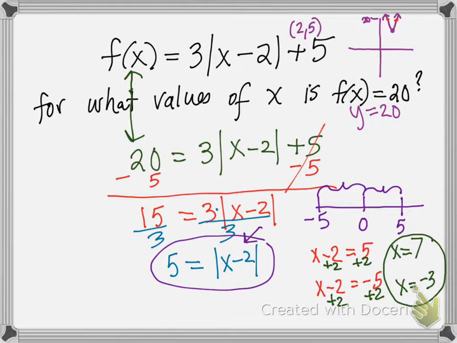And the reason my picture looks a little bit off, this x value really should be over here, is because this is really (2, 5). So 20 would be way higher that I couldn't fit on my graph.